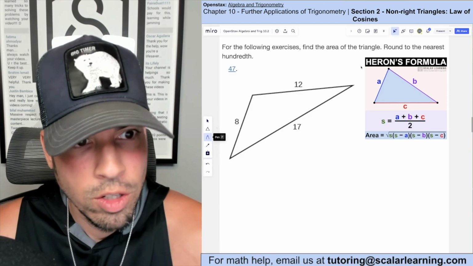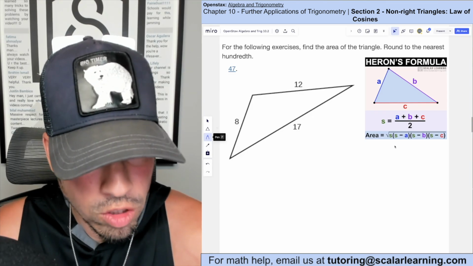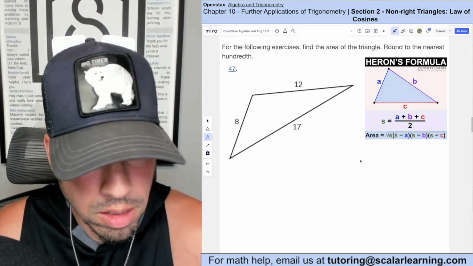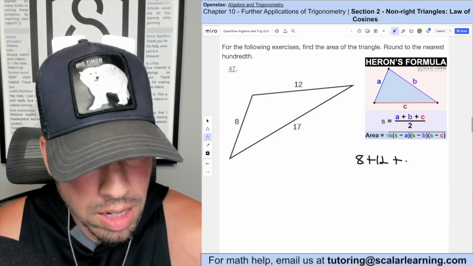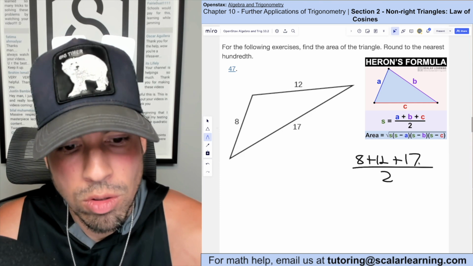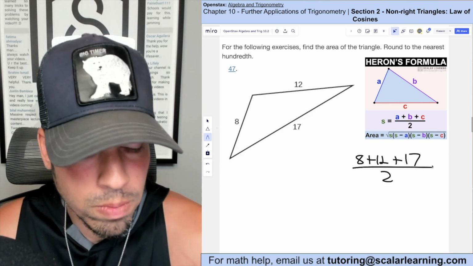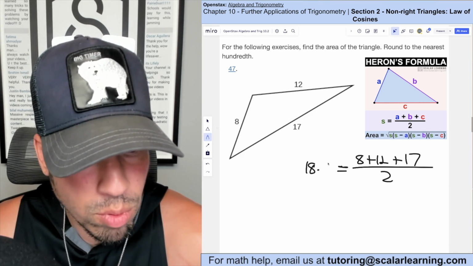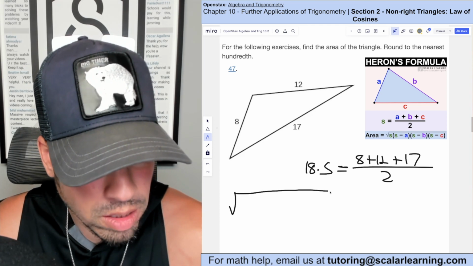Done. Here we're going to use Heron's formula to find the area of this triangle. So first we have to calculate S, and we do that by adding all of the sides together, 8 plus 12 plus 17, and we divide it by 2. So that's 37 divided by 2, which equals 18.5. So that's S. So now let's plug it into the formula.